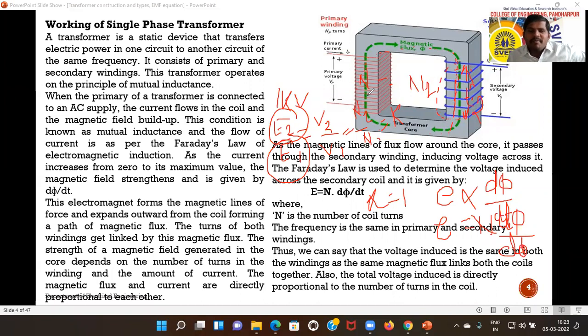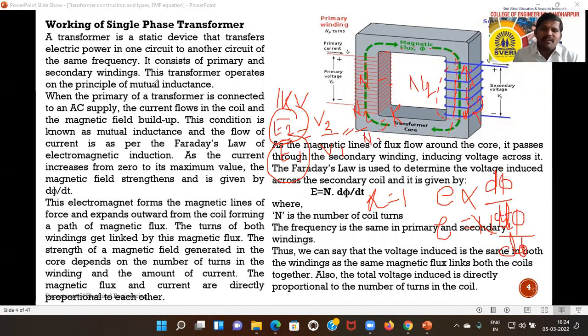N1 means primary number of turns, and the secondary number of turns, both are the same, or equal. That means again the ratio N2 divided by N1 is equal to 1. That is the transformation ratio. So this is directly proportional to the induced EMF, the output voltage will have a direct proportion. So this is one of the sentences related to that. So this is nothing but the working principle of the transformer.